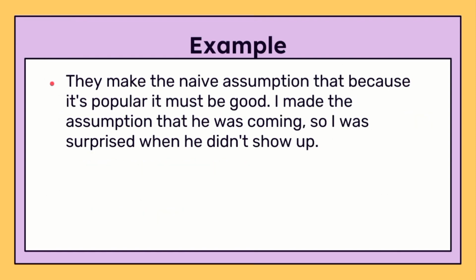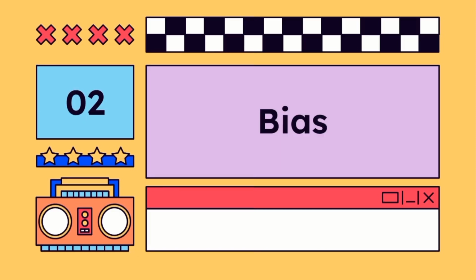So this is the example of assumption. They make the naive assumption that because it's popular, it must be good. I made this assumption that he was coming, so I was surprised when he didn't show up. We know from the examples themselves that we already believe it is true, even without any proof. Okay guys, now we're gonna move on to the next material, which is bias, that will be explained by Dzikri.